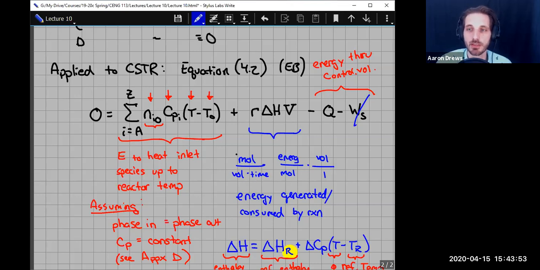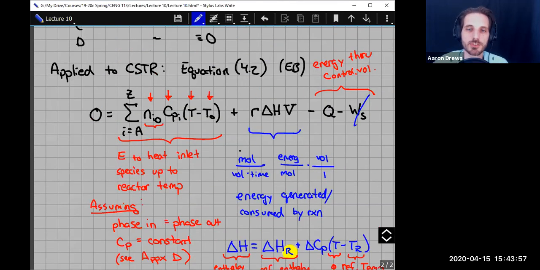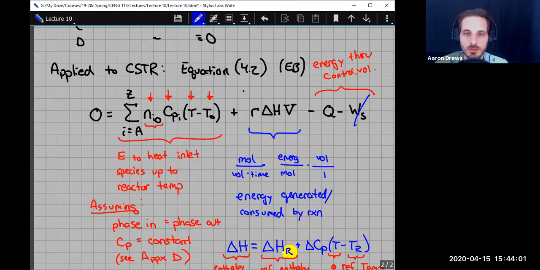Oh, I missed one thing. If you ever need to extend to multiple reactions, that will look like plus V times the sum of all of the reactions times their corresponding enthalpies. And so the extension of the energy balance from one reaction to multiple reactions isn't too much, right?